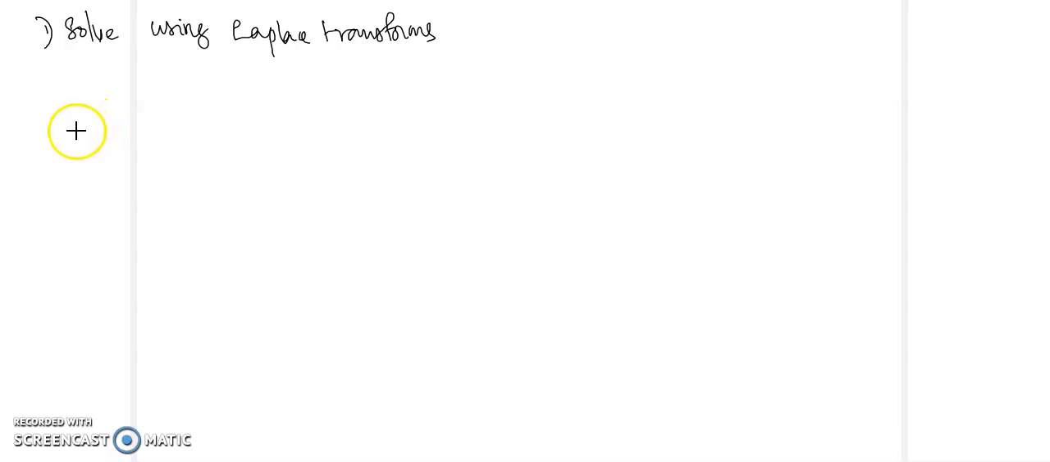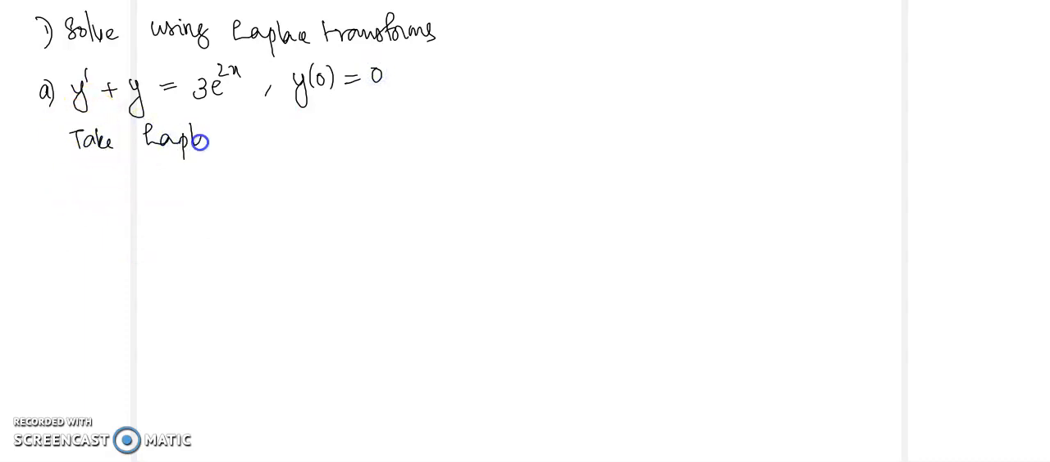Hello, so let us look at a few more problems in today's class. So we look at the solution of an ordinary differential equation. The first equation is y dash plus y equal to 3 e raised to 2x, y at 0 is equal to 0. So let us take the Laplace transform on both sides.